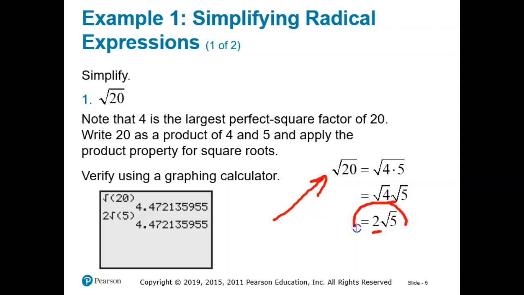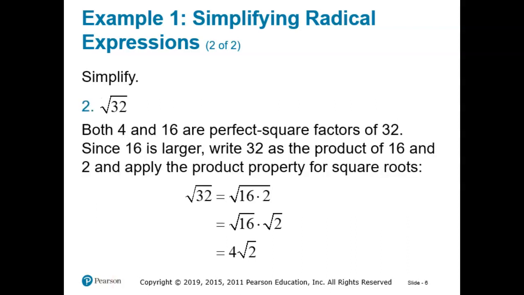The key here is you want to leave your answer as 2 square root of 5 and not as 4.472135955, because that's an approximation. Now you can use your calculator to put in the square root of 20 and the 2 square root 5 to make sure that you simplified it correctly. So know that that is definitely a good tool to double check, but certainly not what I'm looking for in the answers, nor will the back of your book match that.